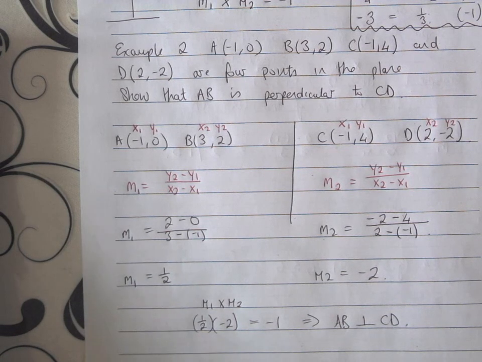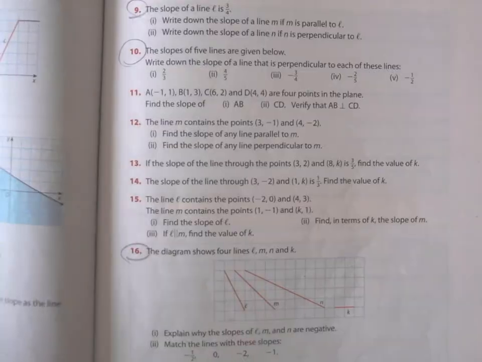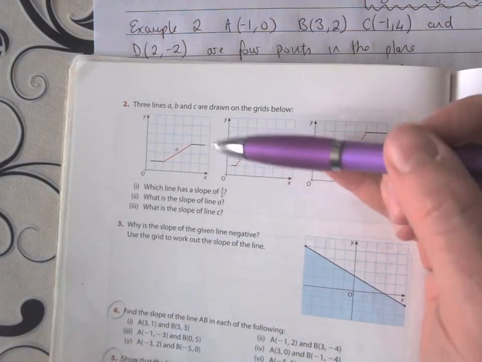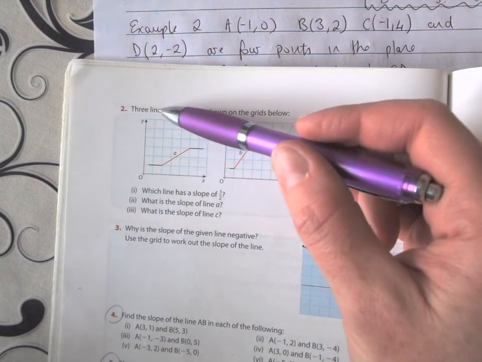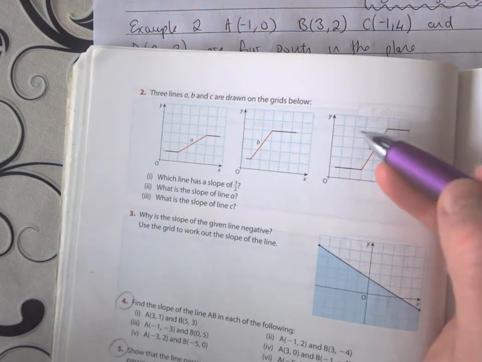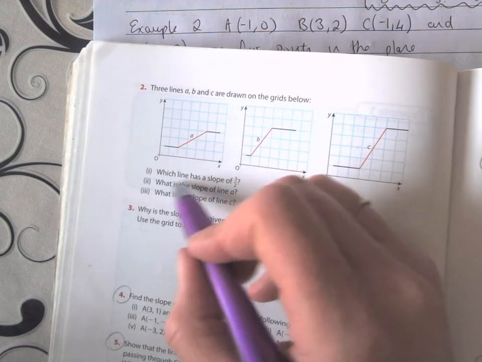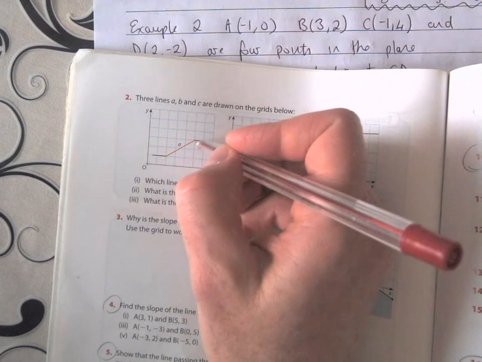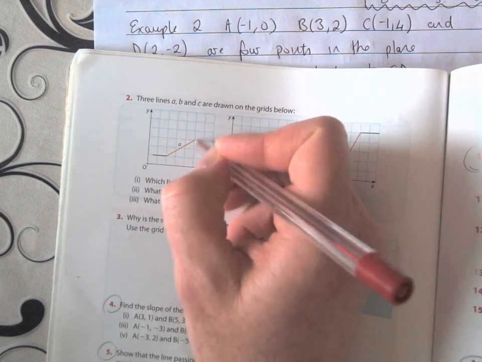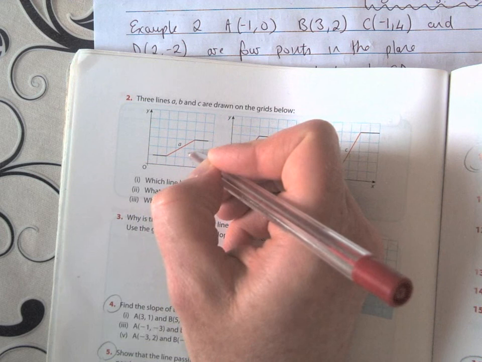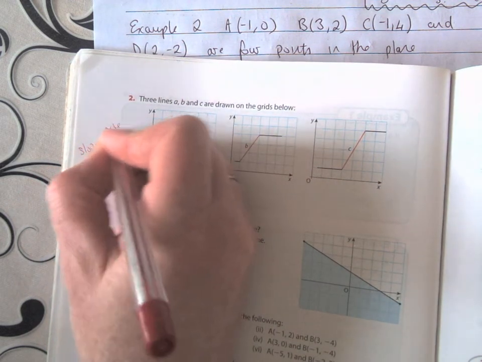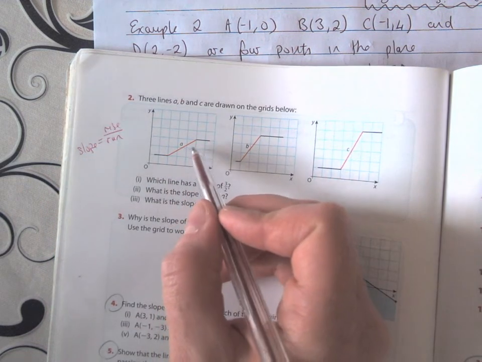Then the other thing I just wanted to look at was getting the slope from a picture, using our rise and our run. So for example, in this question, the three lines A, B and C are drawn on the grid, just the red bits. Which line has a slope of 3/2? If we do rise over run for each of them, my rise is 2 and my run is 3, and slope is equal to rise over run. So this one is 2/3.